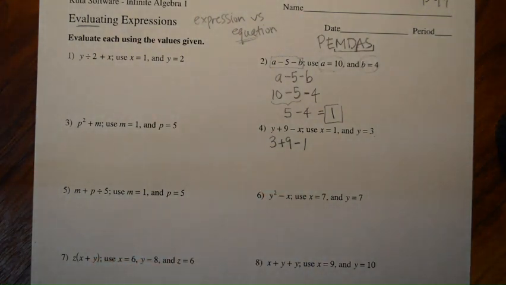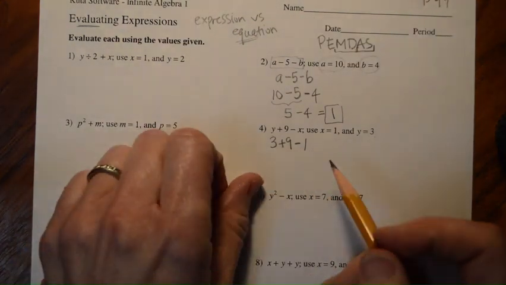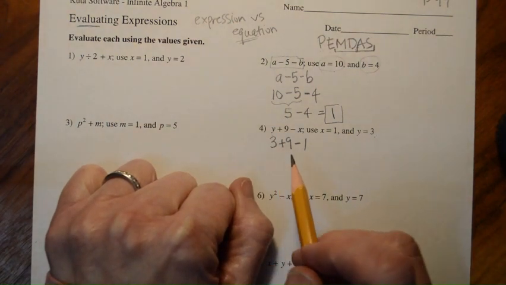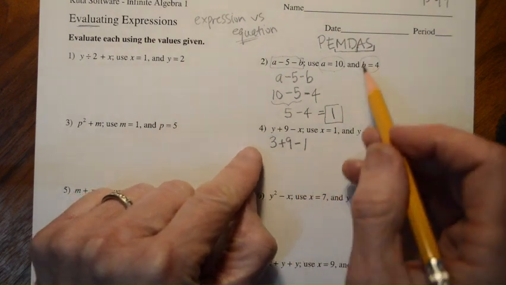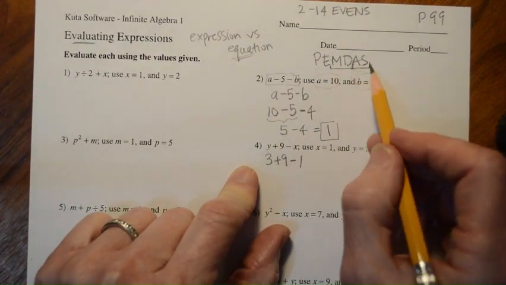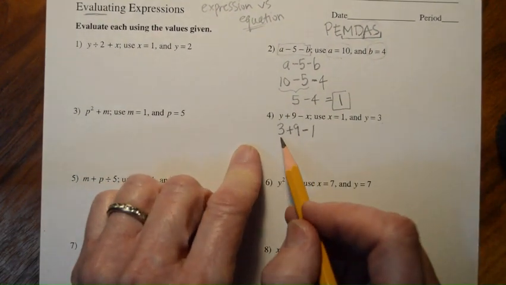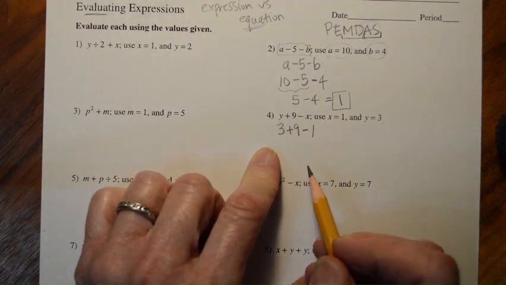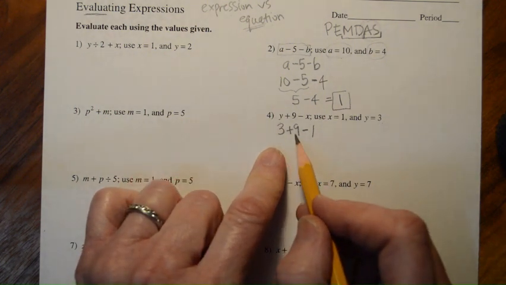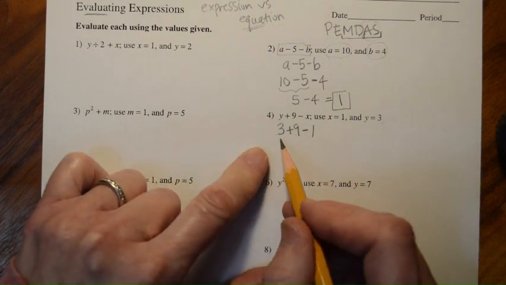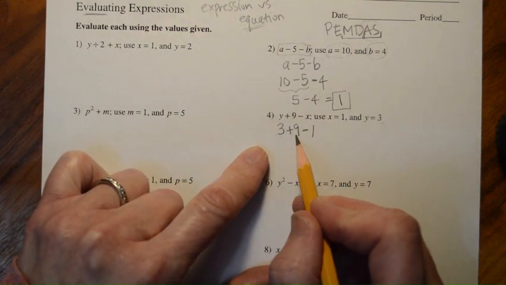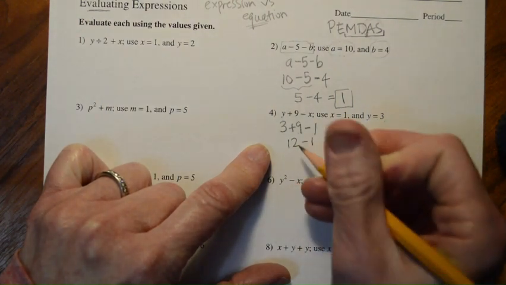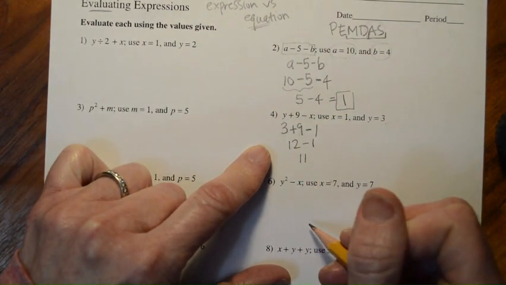And again, I have no parentheses, no exponents, no multiplication, no division. I only have addition and subtraction, and because they are in the same family, the same category, we just do them in the order in which they appear as we go from left to right. So first comes the addition, then comes subtraction. First we're going to do 3 plus 9, which is 12 minus 1, and then 12 minus 1 is 11.